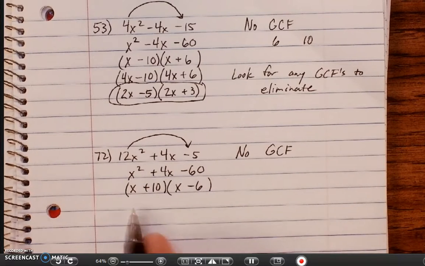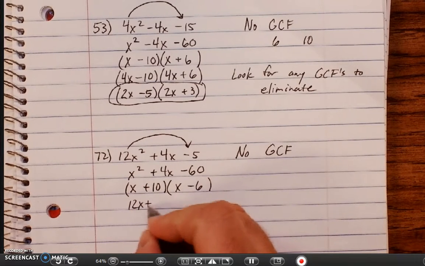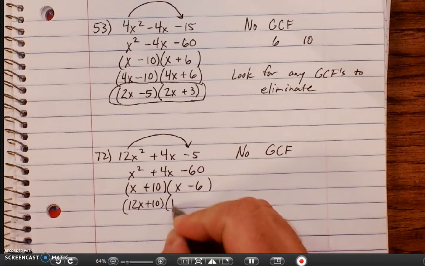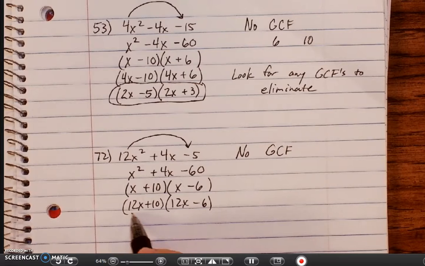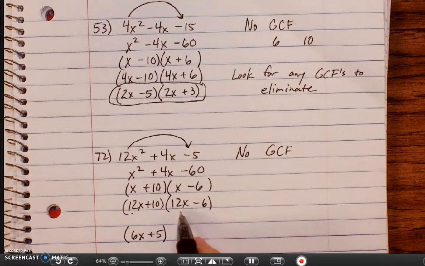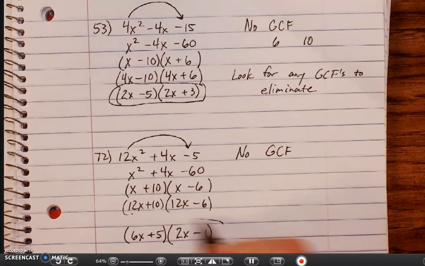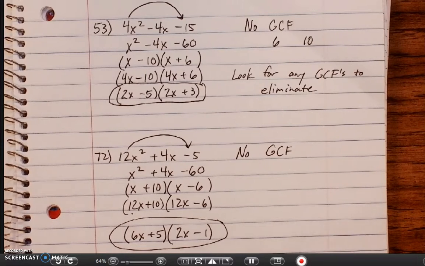Now the 12 comes back in, right? 12x plus 10, 12x minus 6. And now I look for GCFs to get rid of. I see a GCF in there of 2 that I can pull out. If I pull out a 2, I get 6x plus 5. I look in here and I see a 6. So I'm going to pull out a 6, 2x minus 1. And so here is your factorization of that.